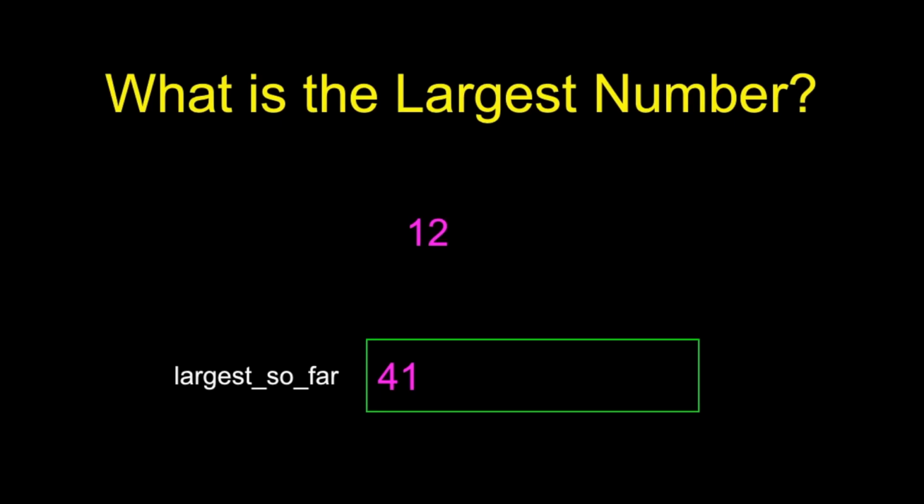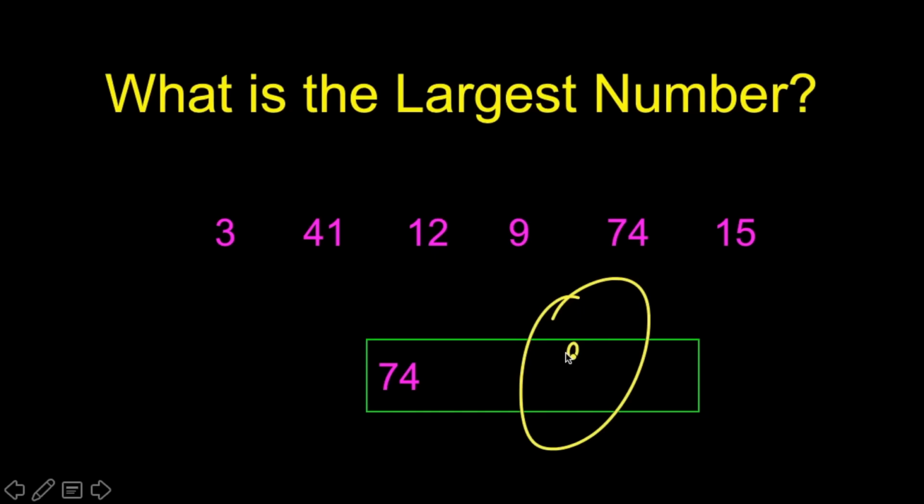Notice this keeping thing. 9 is not bigger than 41, so there's no point to keeping it. 74 is bigger than 41, so we'll keep it. Is this the largest number? We don't know. We don't know until we're done. 15, not better than 74. So now we're all done, and hooray, we have the largest number.